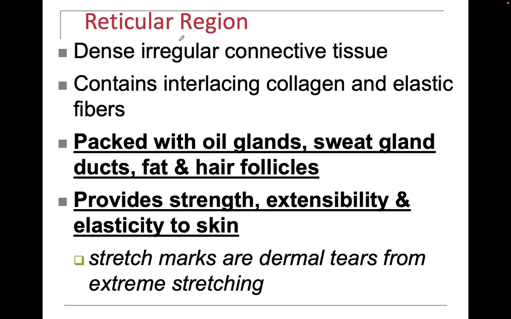And then the dense, irregular connective tissue. Now we're in the reticular region, which is dense, irregular connective tissue, and also contains collagen and elastin. It's packed with your sebaceous glands, that's your oil glands, and your sudoriferous glands, that's your sweat glands. You've got some fat, and you've got your hair follicles in there. And it's the reticular region that provides strength, extensibility, and elasticity to the skin.